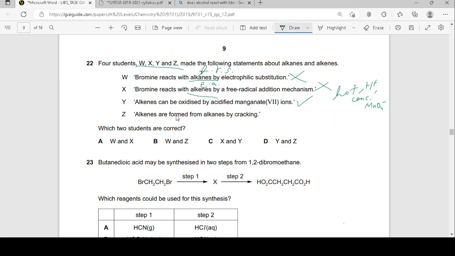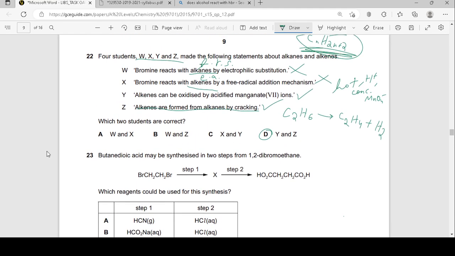And alkenes are formed from alkanes by cracking. That is right. If I have an alkane, what's the general formula of alkanes? CnH2n+2, isn't it? Hold on, I watched an Instagram reel about this, a funny one. Anyways, C2H6 gives you C2H4, which is an alkene, ethene, so ethane gives you ethene plus H2. That's an example of cracking. So Y and Z are right, and my answer will be D. Or the alternative is you look at the options, but if you can eliminate yourself, then that's great.